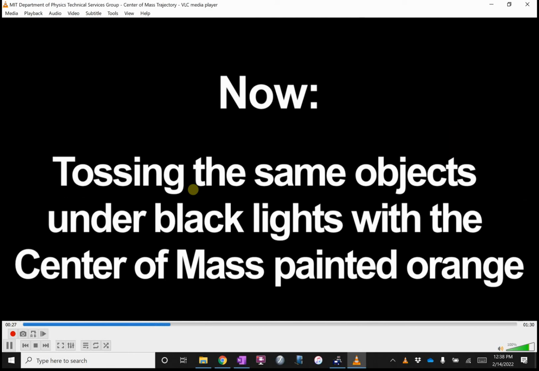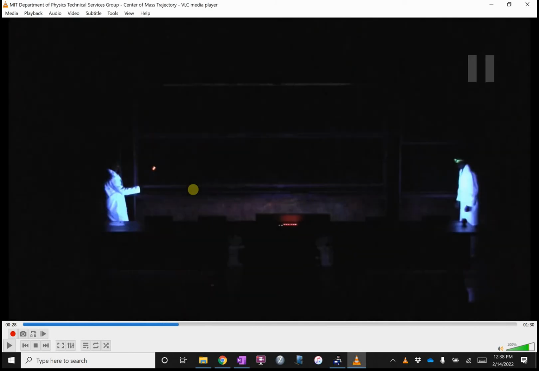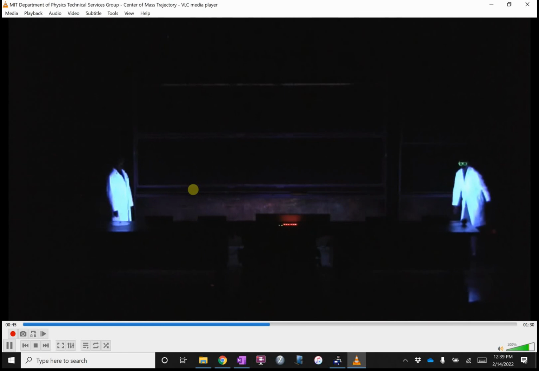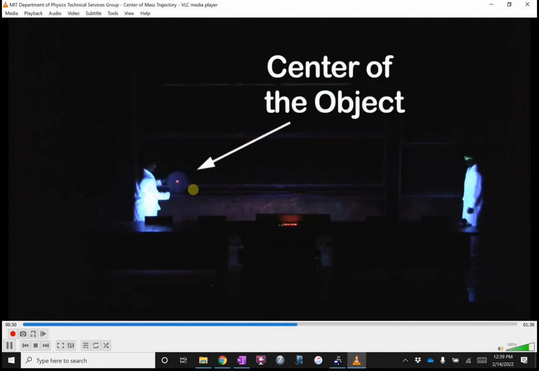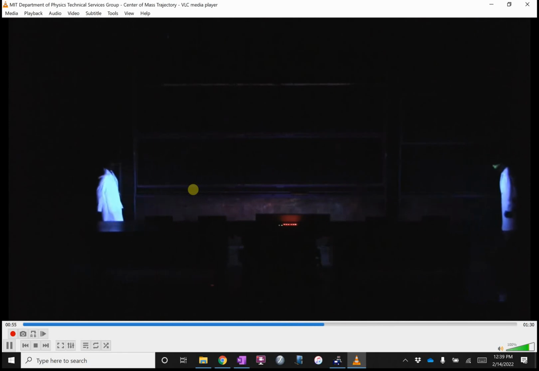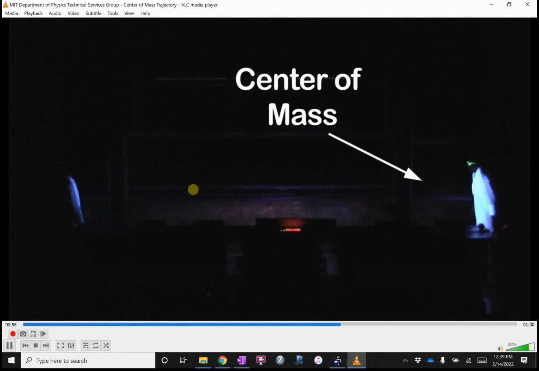Now we're going to do the same objects under black lights, but this time the center of mass is painted orange, and you won't see them wobble because the center of mass will travel in a perfect parabola. That was the badminton racket. There was the wobbly little bowling ball looking thing. Or there's the tennis racket, I think. And then here's that disc that really, really wobbled. Now here's the center of the object. That'll wobble because the center of mass and the center are not the same location. But here's the center of mass.